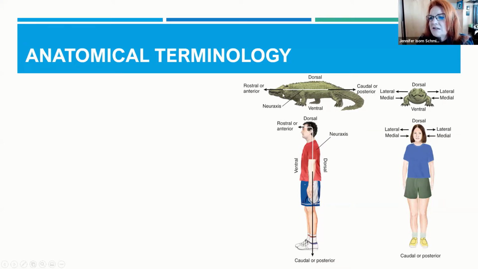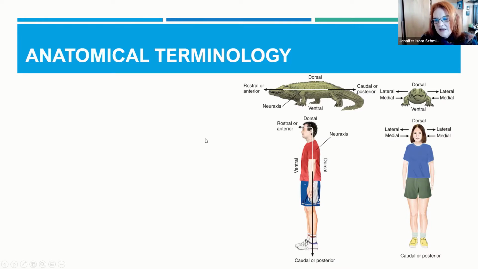When we think about the neuraxis as far as where things are, it simplifies things because anything that's located above the neuraxis we can say is dorsal. Anything that's located below the neuraxis is ventral. Anything located near the beginning or the front end of the neuraxis is rostral or anterior, and anything located near the back end of the neuraxis is posterior or caudal. Okay, so that's the first thing.